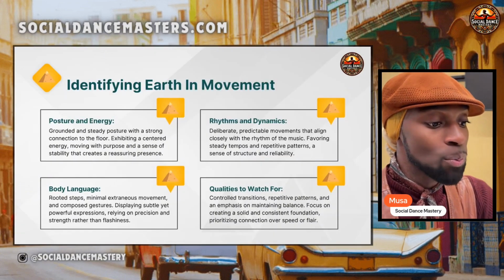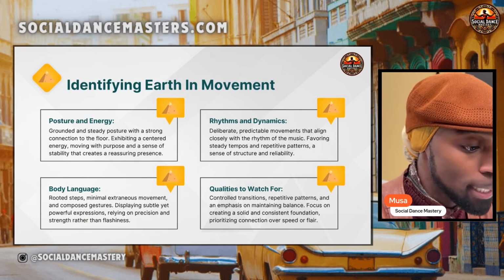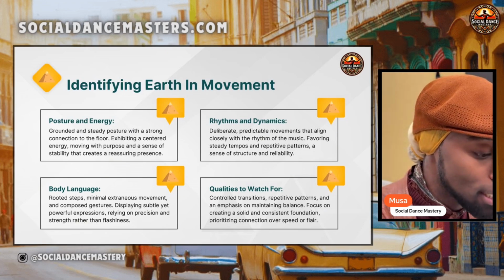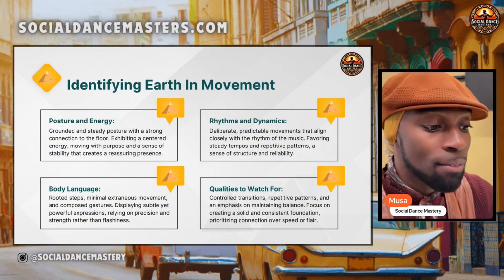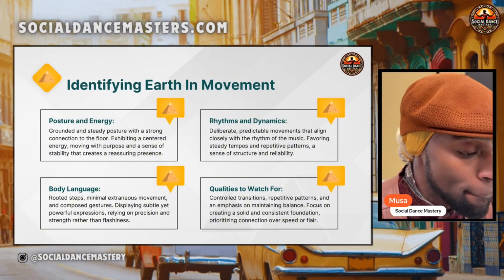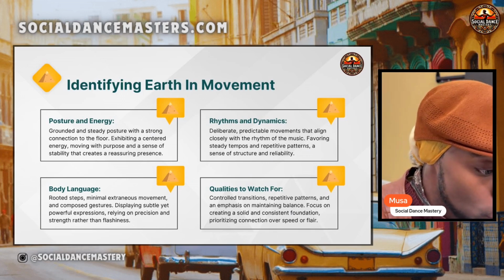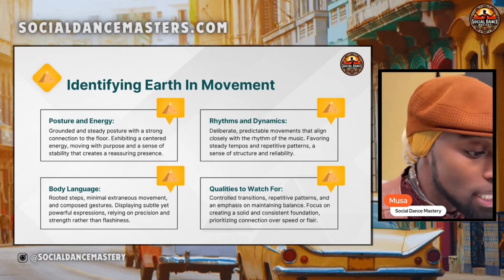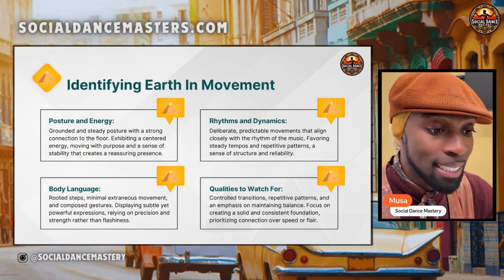So then the last one is the earth element, and the posture of the earth would be grounded, steady posture with a strong connection to the floor. A lot of the earth dancers have a low center of gravity. The earth dancers, they have rooted steps, minimal extraneous movement. They really keep their movements contained.